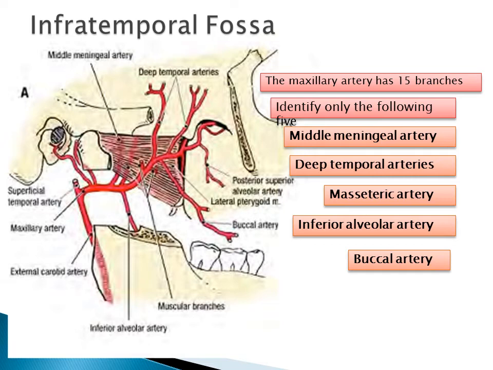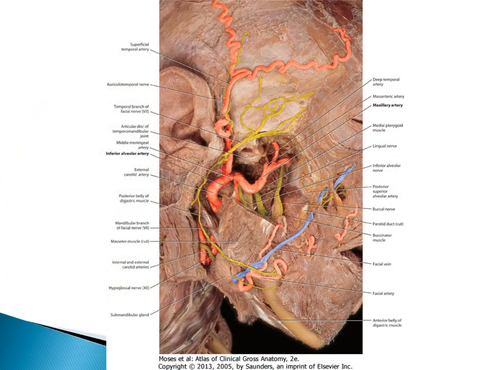It has two heads, and this muscle is going to be important for us to help us clean and identify more of the branches. Here's another picture from my image atlas. This is Moses et al., Atlas of Clinical Gross Anatomy. You can see a couple of structures that you should have already found. The masseter muscle actually should not be there anymore. You should have reflected that.